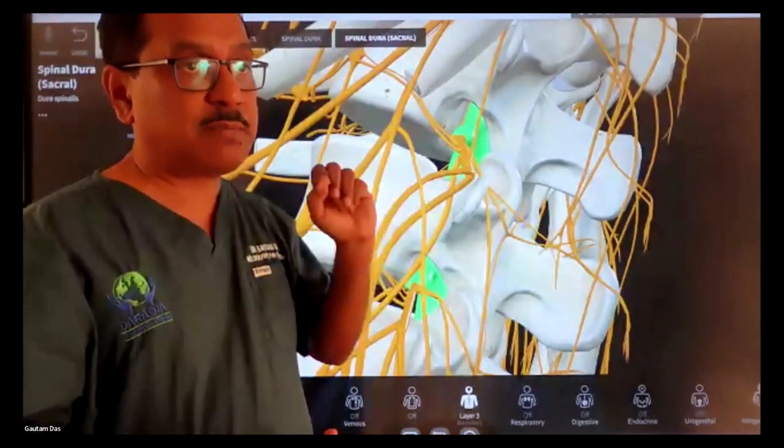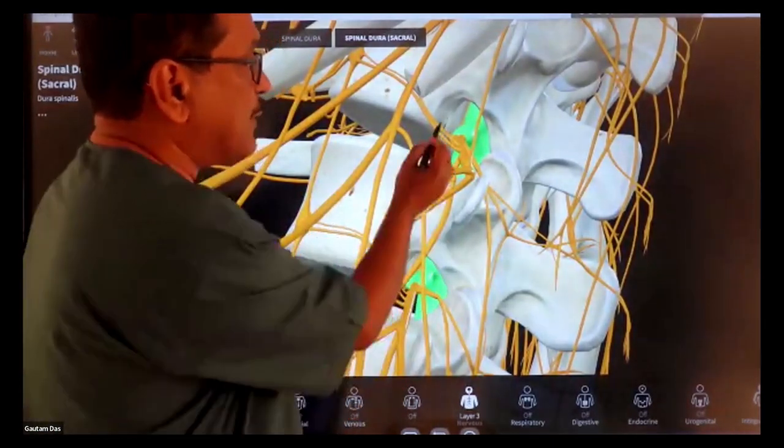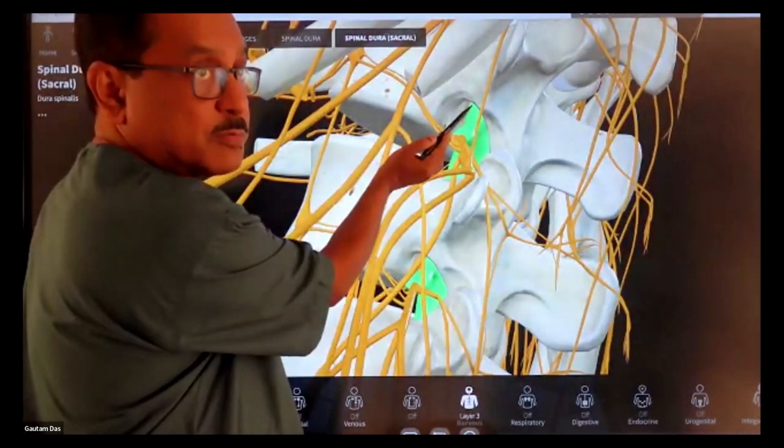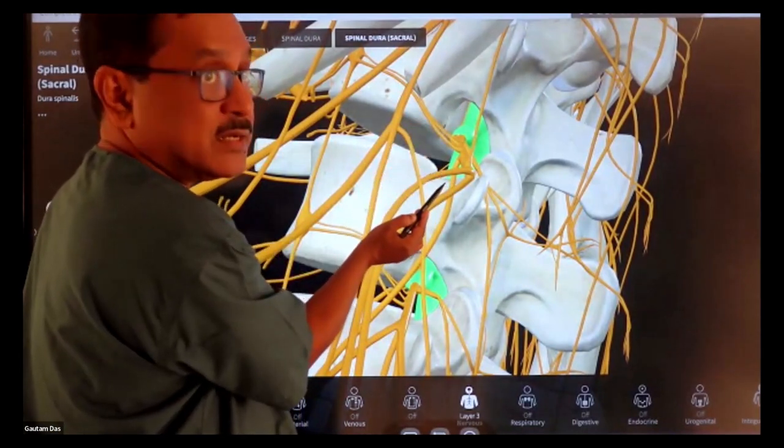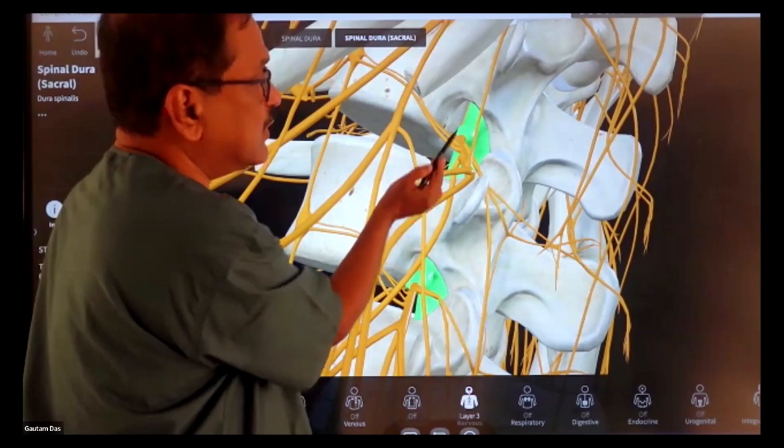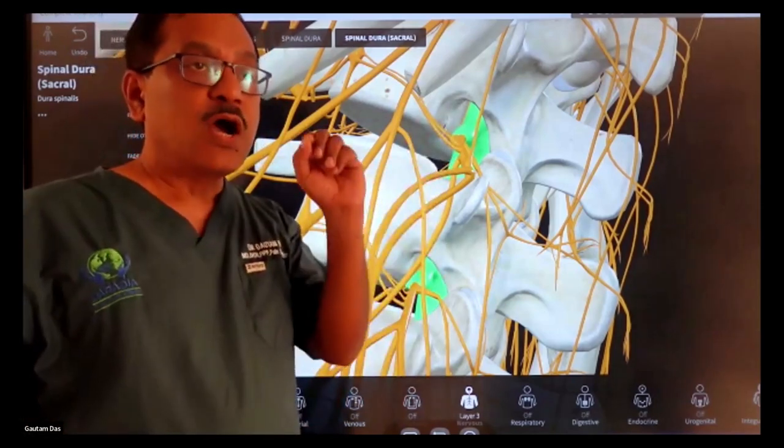Now transforaminal epidural can be done through the upper part, here, the upper part of the foramen. This is one pedicle, subpedicular or suprapedicular. This is the pedicle. Above that, you can go ahead here or here. So the two approaches.